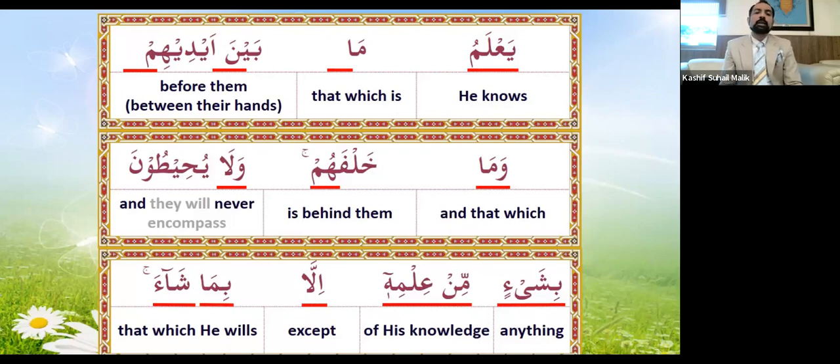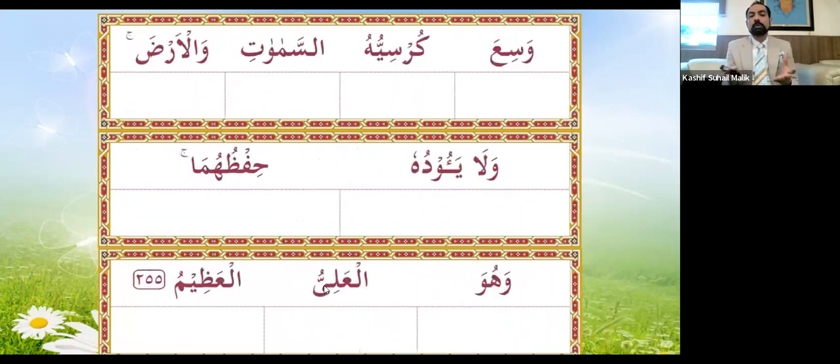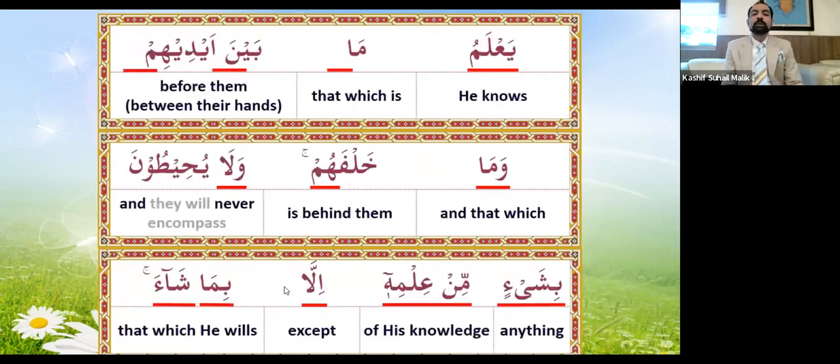Wa ma khalfahum, and that which is behind them, wa la yuhituna, and they will never be able to overcome it. They will never be able to know it and encompass it. So, bishay'in, anything, min ilmihi, of his knowledge, illa bima sha, except that which he wills. As my sister said, sha, as we have learned also, insha'Allah, if Allah wills. So, sha, he wills.